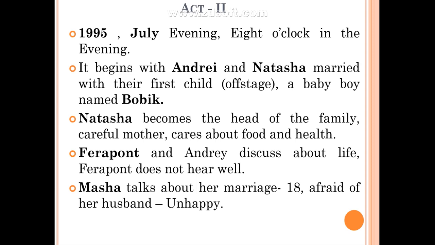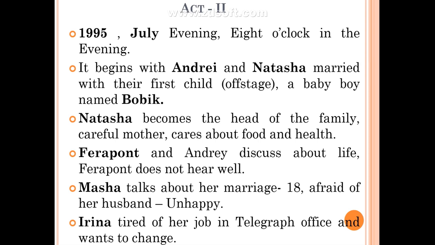Then Masha talks about her marriage, and what she says is: at the age of 18, she got married to Kulgin, and she was afraid of her husband. Why? Because he is a teacher. And she also tells how Kulgin was intelligent, clever, honest initially, but as their marriage proceeded, as their days passed, she is unhappy in her married life, and she feels emptiness in her life.